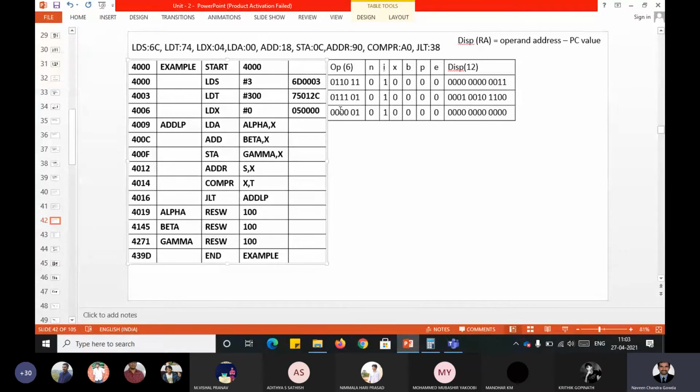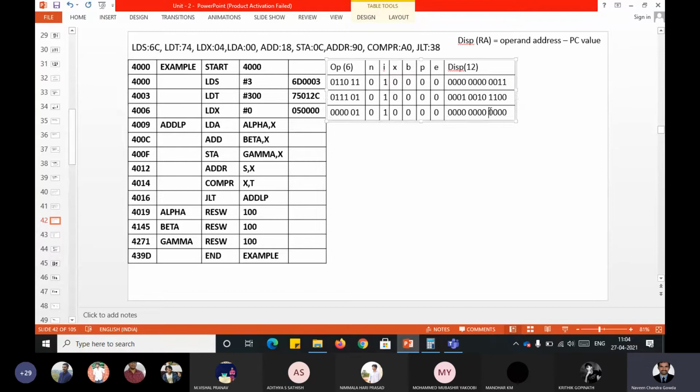Students, are you understanding before I continue? Are you getting how I am generating the object code? Yes, sir. Yes. Anybody else has any problem or any issue till here? No, sir. Okay. Now let me continue for the next instruction.